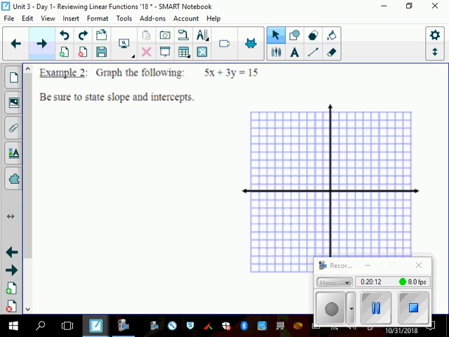So on this second one, I would like you to try and rearrange the equation to get it to be y equals mx plus b. Please pause the video and do so.